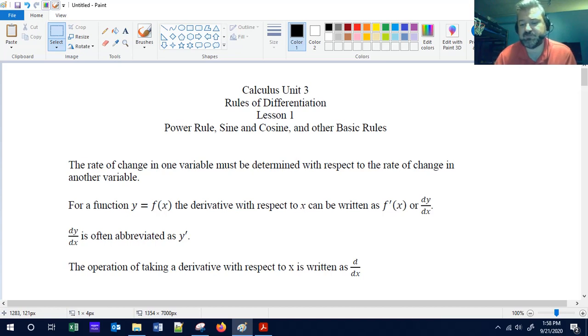And so that's what this unit is going to be all about. We're going to try and learn all the rules so we don't have to rely on the rather tedious and slow process that you've used thus far.